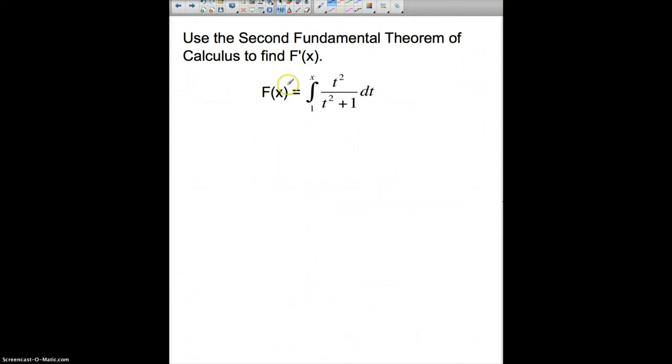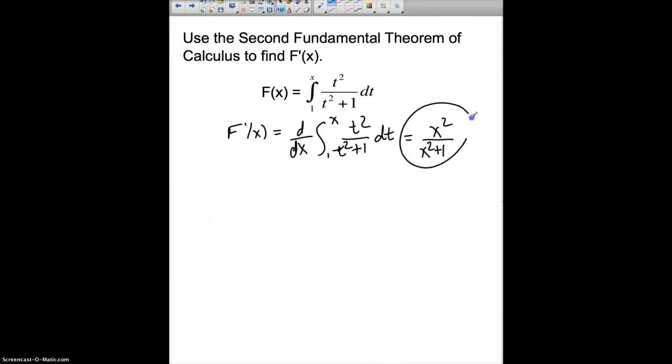If we want to find f prime of x, we're going to do the derivative of both sides. So the derivative of the integral from 1 to x of t squared over t squared plus 1 dt. So the derivative and the integral cancel each other out. As long as this is a constant down here and we just have a function x here, we can plug x in. So that would equal x squared over x squared plus 1.